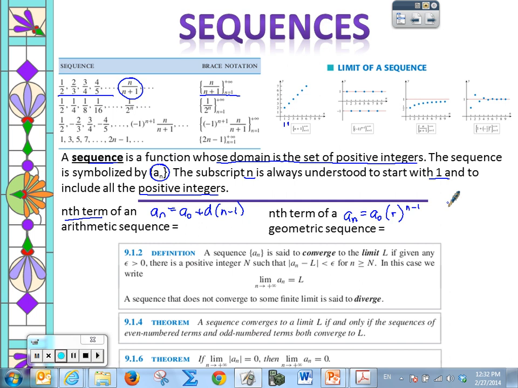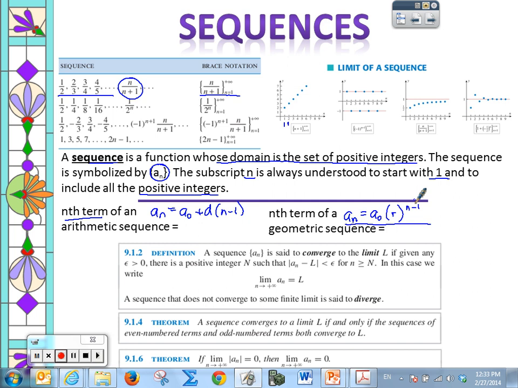Now on this one, I just want to make a statement. The n minus 1 is the normal standard way to write a geometric sequence. It doesn't have to be n minus 1. It could be just n, or it could be n plus 1. Don't let that throw you off. Really, any of those configurations is fine for a geometric sequence.